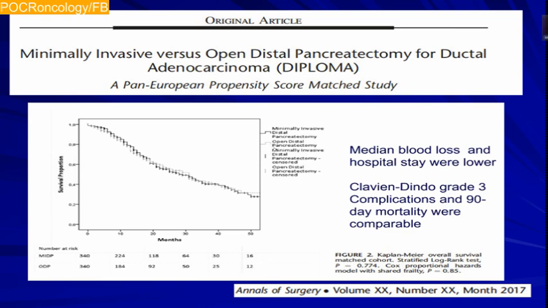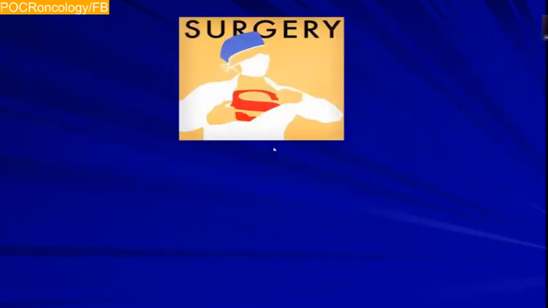And this is the European data, the grade three complication, Clavien-Dindo, and the 90-day mortality were comparable. So again, for distal laparoscopic, it can be done without any compromise of the oncological outcomes.